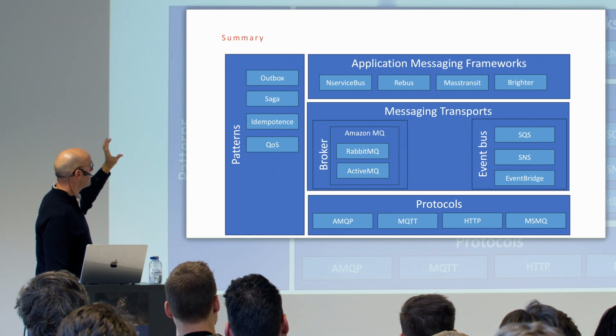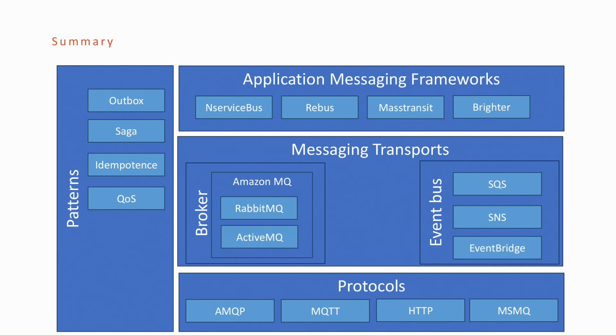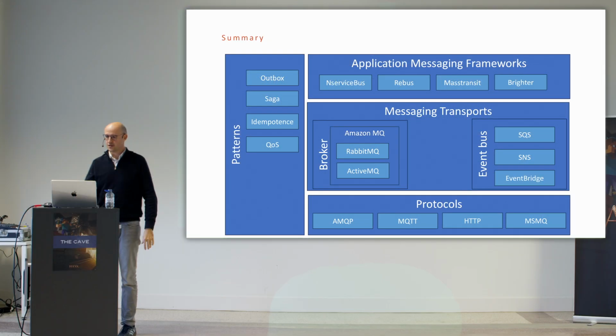Now, if we wrap up, you see that on the left, we discussed all the patterns. We had the sagas, the idempotency, quality of service, the outbox, and then we had the application messaging frameworks like a service bus, which is on its side making use of some message transports like RabbitMQ, SQS, EventBridge, which are on their side relying on the protocols like AMQP, MQTT, and all the other protocols over there.